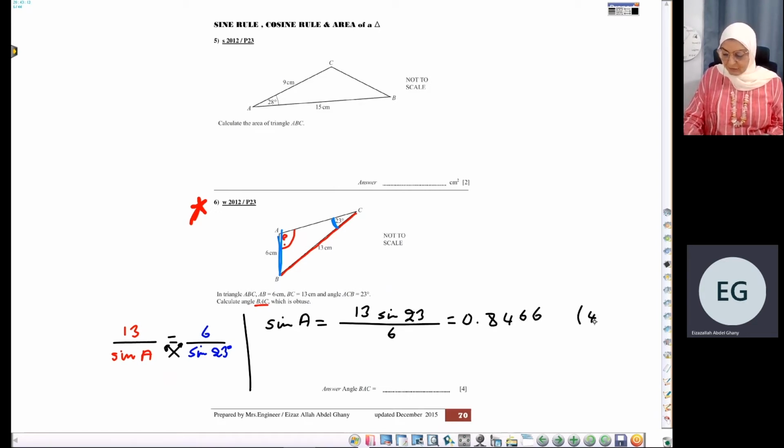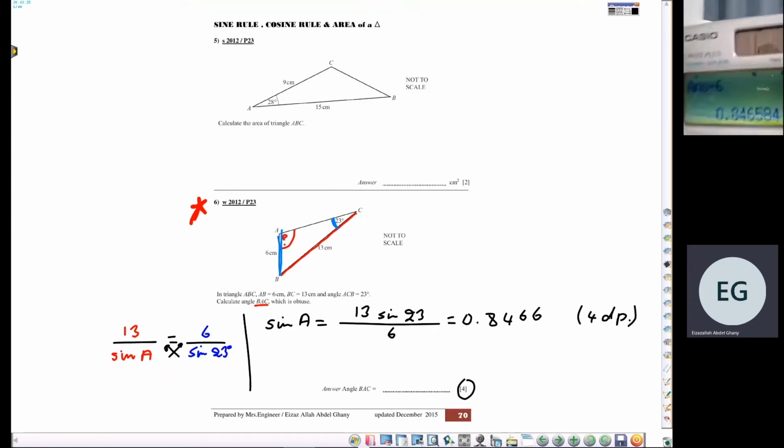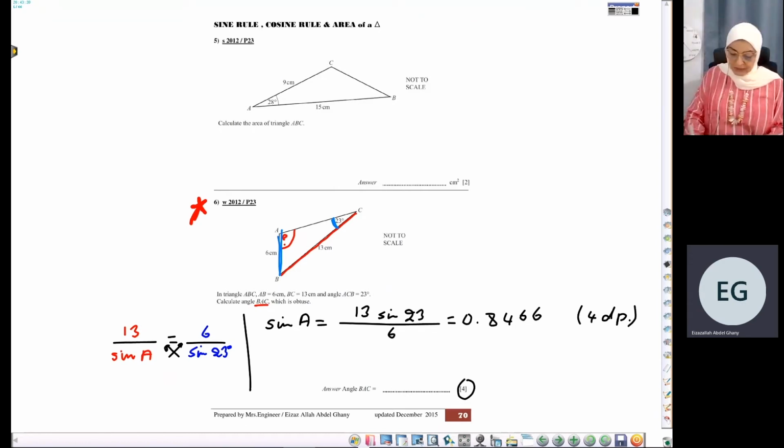Please write it to 4 decimal places, because these 4 marks are distributed among your working steps. 0.8466. Actually, I wrote it, but it has more details. I cut it. So you have to click sine inverse, shift sine, answer, equal. So for the angle, I need to be accurate.